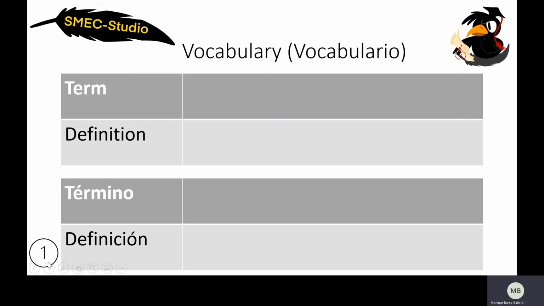We will be introduced to 1, 2, 3, 4, 5, 6 vocabulary terms each episode.